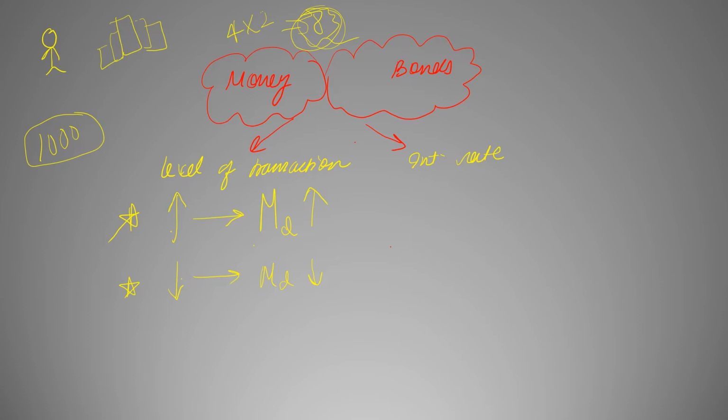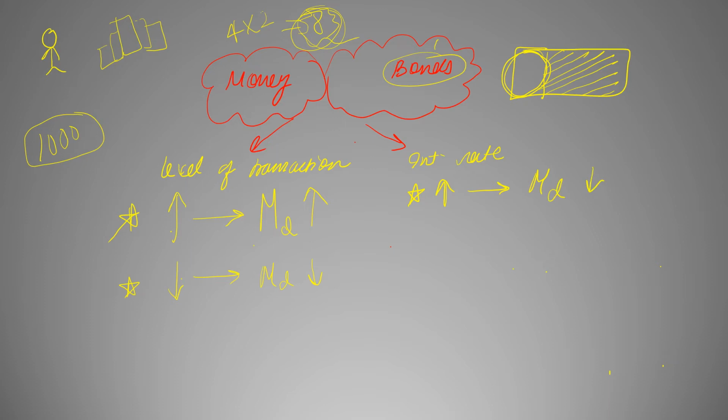Now, the second determinant is interest rate. Interest rate is basically the amount of interest that you get by investing in a bond. So, in case you're getting higher interest, you'll surely want to invest more in bonds. So your demand for bonds will increase, and since this is your total income, and its interest has increased and you want to invest more in bonds, then you'll have a lesser part left for money. So money demand will decline, right?